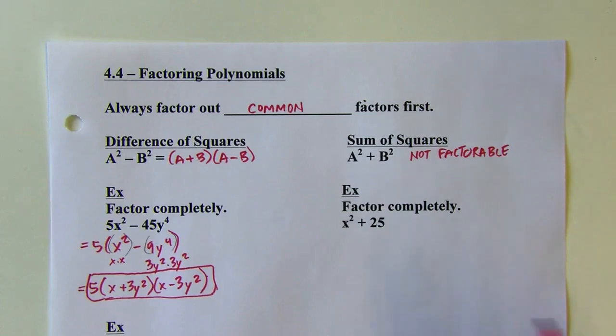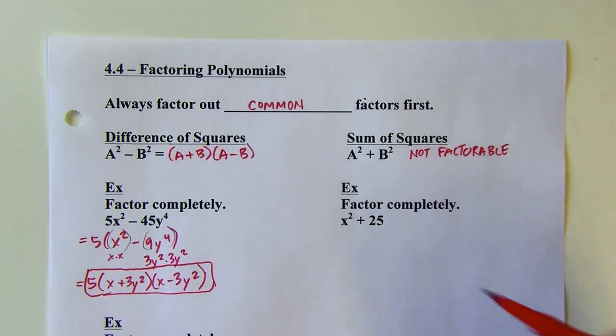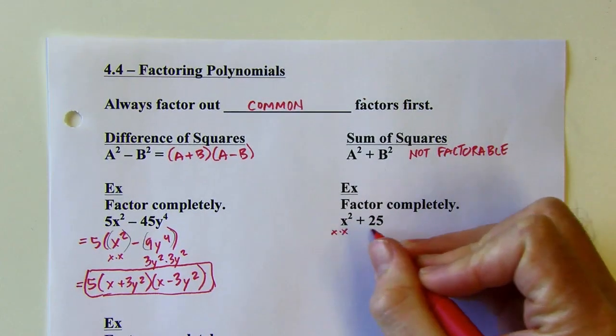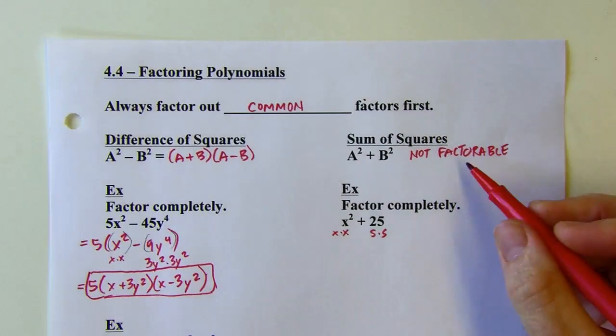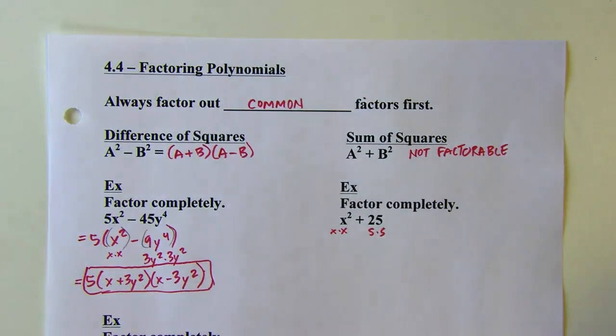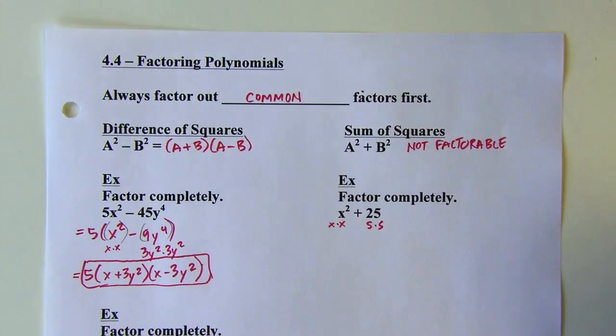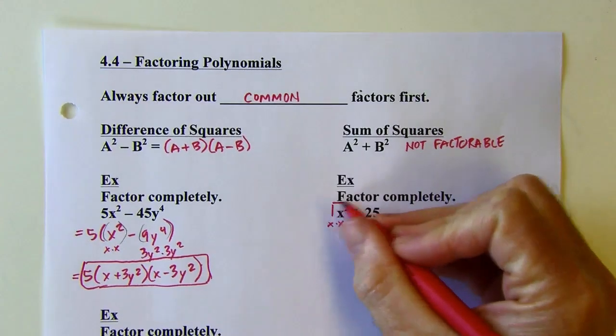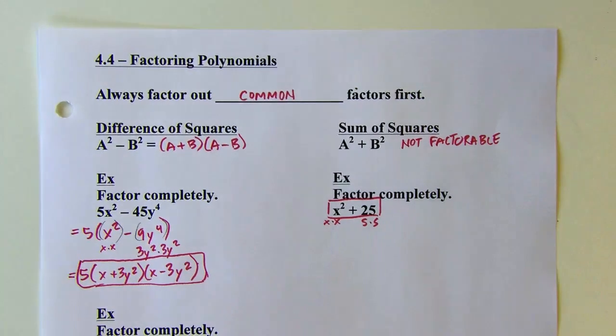Next up, x squared plus 25. Well, these are perfect squares, but it's a sum of squares, and that's not factorable. So it's already factored. You could just leave it as it is, or you could say prime or not factorable, something like that.